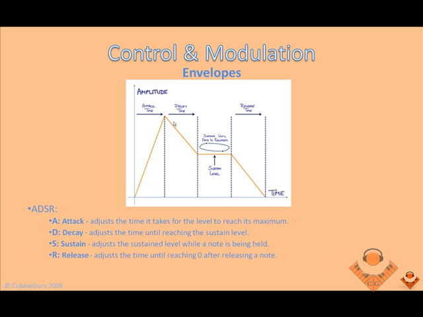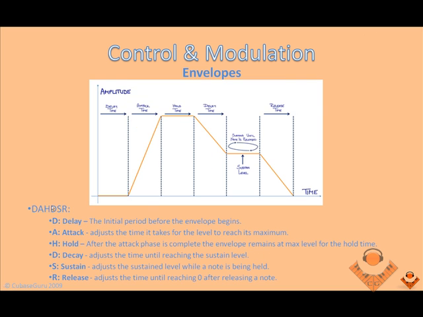Okay, the next section I want to look at quickly is another type of envelope. Now you can get loads and loads of types of envelopes nowadays. There's so many different parameters. You won't see these that often, but I thought I'd just show you it, just to let you know that things like this are around. It's got two extra portions. It's got a delay portion and a hold portion.